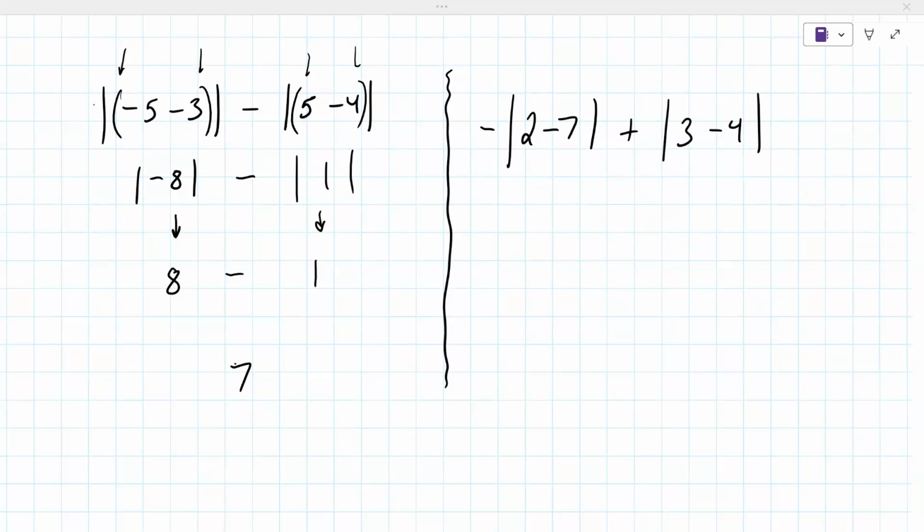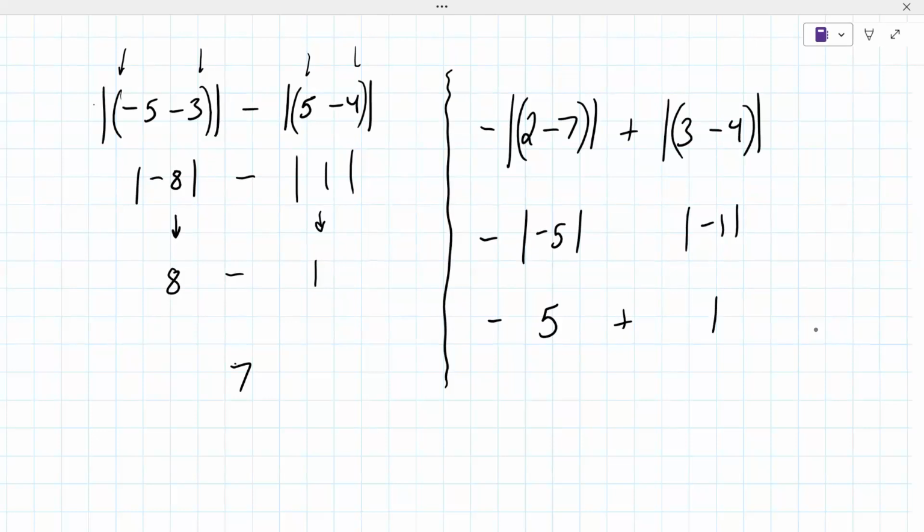Final answer is 6. Is that so? What is 2 minus 7? That'd be -5. Absolute value of -5 is 5. Now this negative in front just comes with it. Oh, okay. So that'd be -5. How about 3 minus 4? That'd be -1. Absolute value of negative 1 is 1. All right. So what should the answer be? -4. Negative 4. Okay.